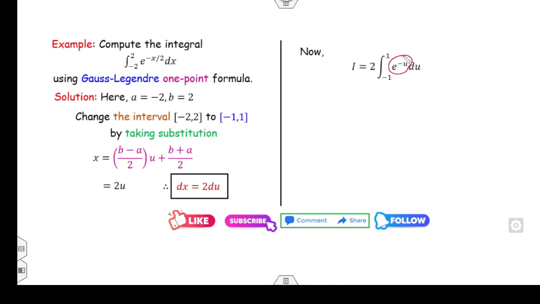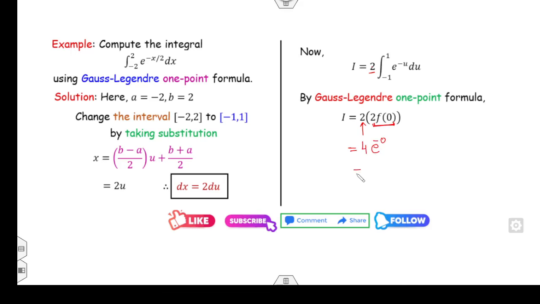The function e raised to power minus u is my f. I can substitute the value twice. This number is my 2, and this is the Gauss-Legendre 1-point formula. That is 4 e raised to power minus 0. 4 is the right answer of the problem. If somebody asks you to calculate the error, fine, you can do that. You can firstly find the exact value, you can integrate it, and then you can subtract from the 4, and you will get the error.